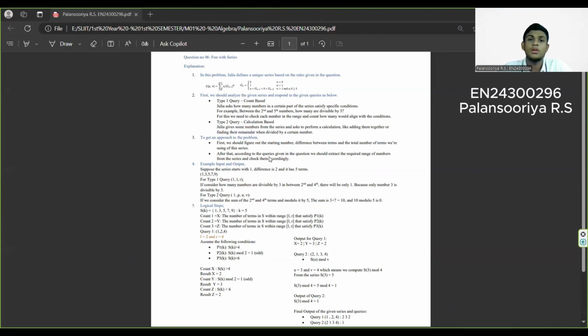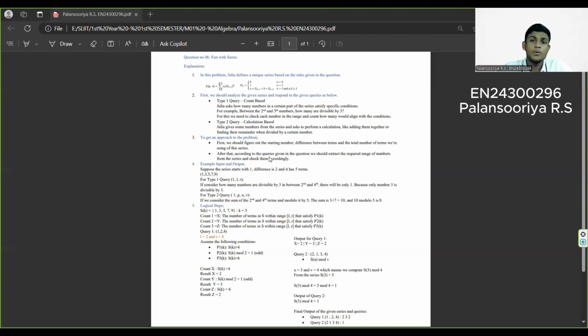And the second one is calculation-based queries. We can perform calculations on specific terms, like summing two terms and finding the result modulo a given number. For example, summing the second and fourth terms and taking modulo 5 gives us 0.